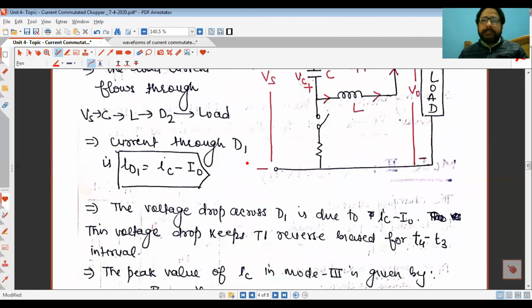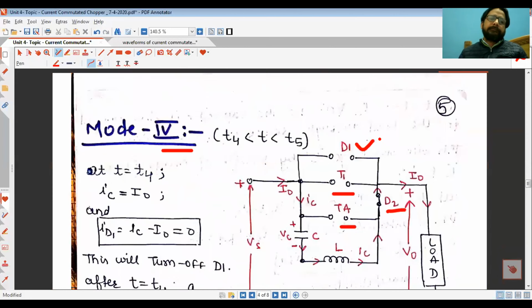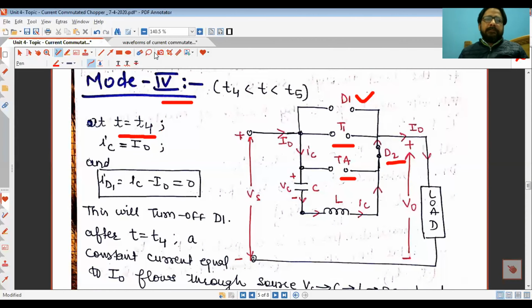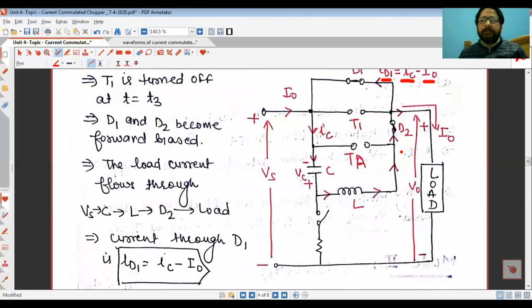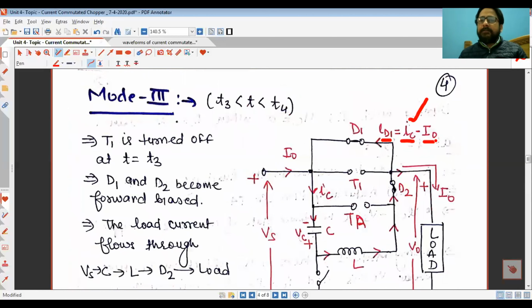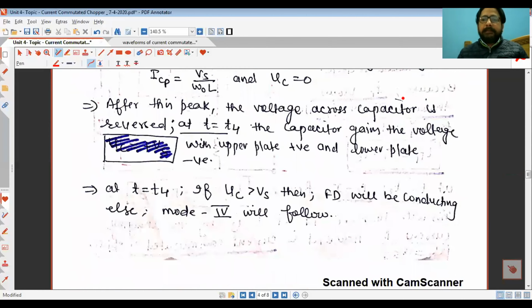Now what happened, just see, ID1 is equal to IC minus I naught. Just remember this equation now. Now let us see at T is equal to T4 what happened. At T is equal to T4, ये duration, ये वाला duration, इसको पकड़ लो. At T is equal to T4, in this duration IC has become equal to I naught. Now let us put this value in this equation. IC is equal to I naught, so I naught minus I naught is 0. ID1 is 0. That means the anode current, the forward current of diode 1 is 0. That means it will turn off. So hence diode 1 is turned off. It is turned off, right?